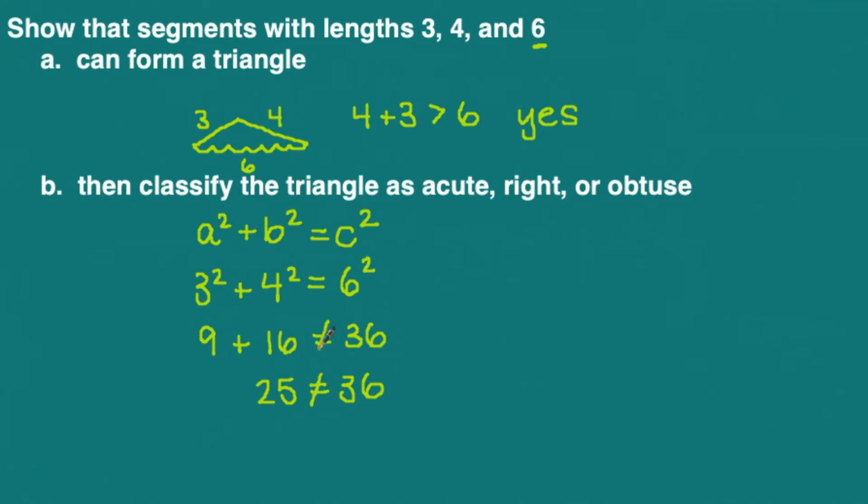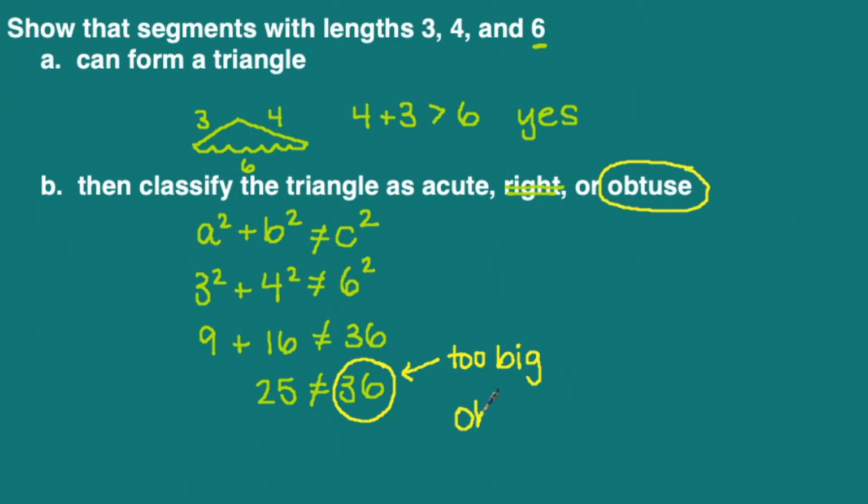And what I found out is that it's definitely not a right triangle because they don't equal. So now I have to figure out, is it acute or is it obtuse? Do you remember which one I blamed? 25 is not equal to 36, and it is all the hypotenuse's fault. Let's blame the C side. And that C side is, in this case, too big. Too big to form a right triangle. And the fact that it's too big is going to make that angle too big to be a right angle. So what's bigger than a right angle? An obtuse angle. So when your C side is too big, that tells you that you've got an obtuse triangle.